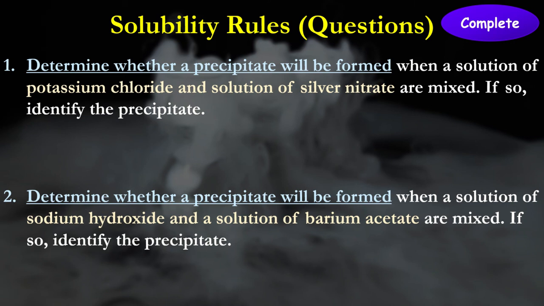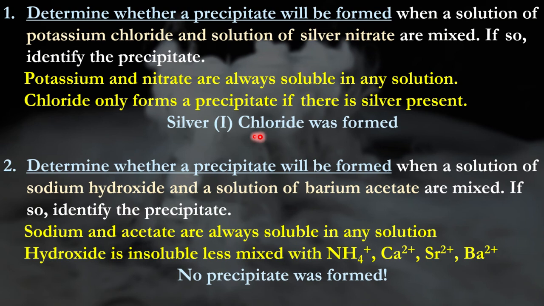Alright, so let's go through the answers. The precipitate you will form is silver(I) chloride, and there is no precipitate formed in our second scenario here.